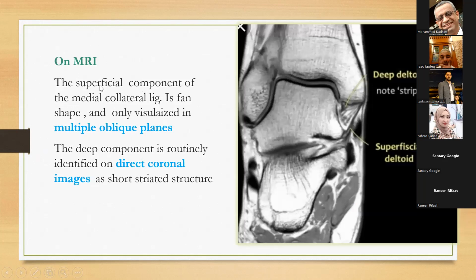On MRI, the superficial component of the medial collateral ligament is fan-shaped and only visualized on multiple oblique planes. The deep component is routinely identified on a direct coronal image as a short striated structure. This is a coronal MRI oblique view showing us the deep component of the deltoid ligament and superficial component of the deltoid ligament.